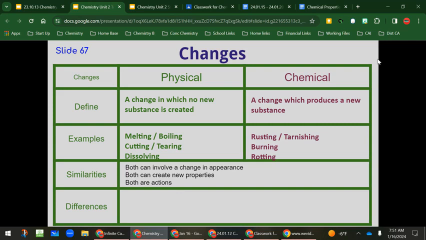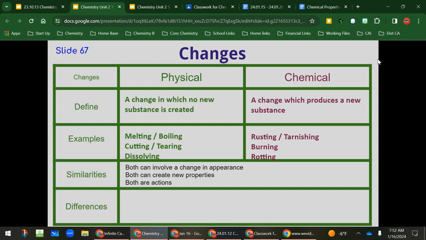Both can create new properties. So again, I understand cutting something in half. What is the new property that is created about it? Different length, different width, different mass, different volume, things like that. Yes, all of which are physical properties too.